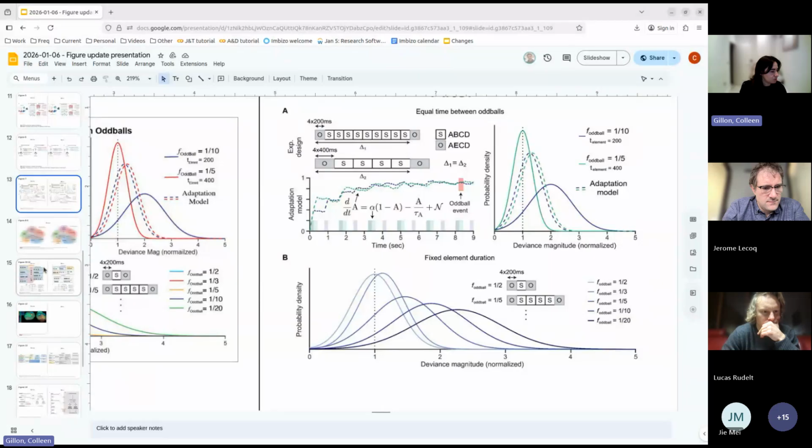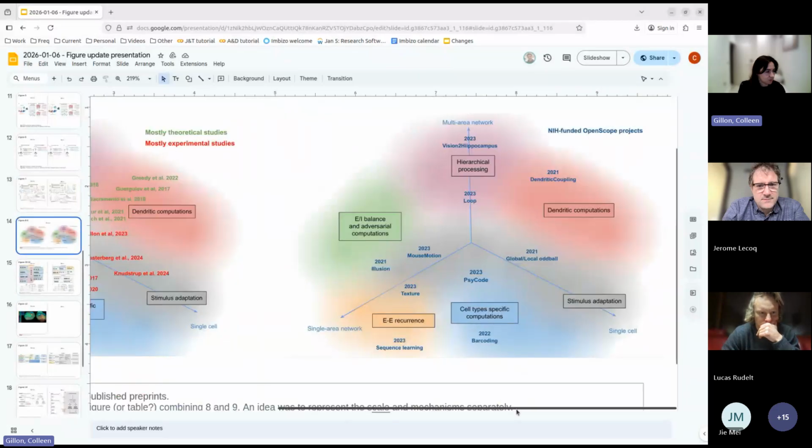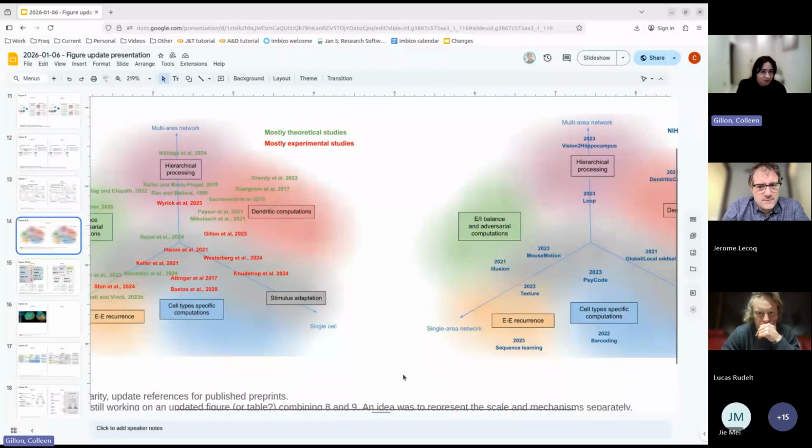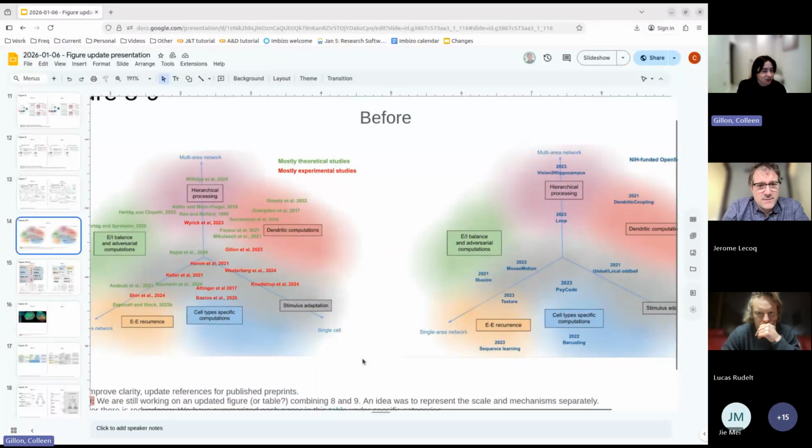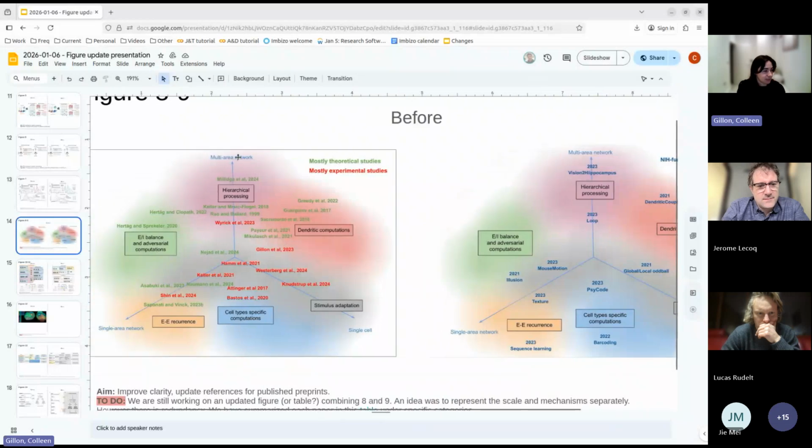Next, we get to a figure where, I don't know, Jerome, if we should dive into this, but basically we had looked at these two figures. One of them classifies several papers by scale. So the axes are scale, multi-area, single cell, and then by mechanisms that are these clouds. And we do the same thing, but for OpenScope projects.